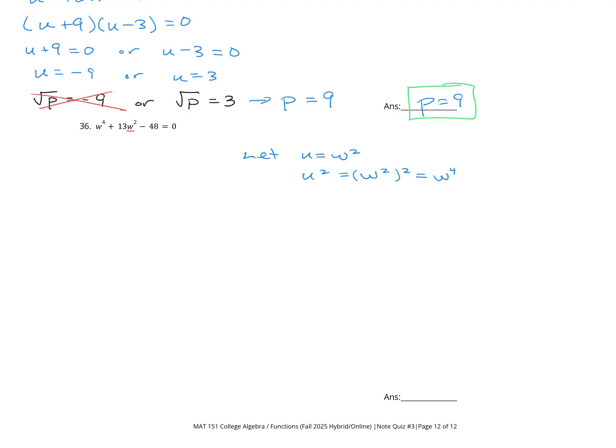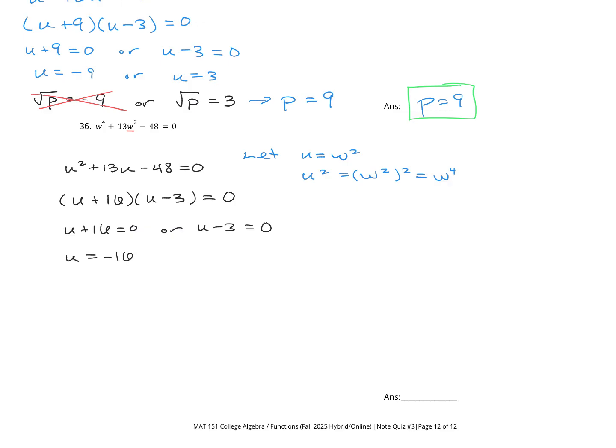So again, everywhere I see a w to the 4th, I'm going to swap it out with a u squared. 13 is copied down. The w squared is just a u. Minus 48 is copied down. Once again, it factors. This is going to be u plus 16 and u minus 3. Factor them out. That's u plus 16 equals 0, or u minus 3 equals 0. Adding or subtracting, depending on the problem, this is going to be u equals negative 16, or u equals positive 3.